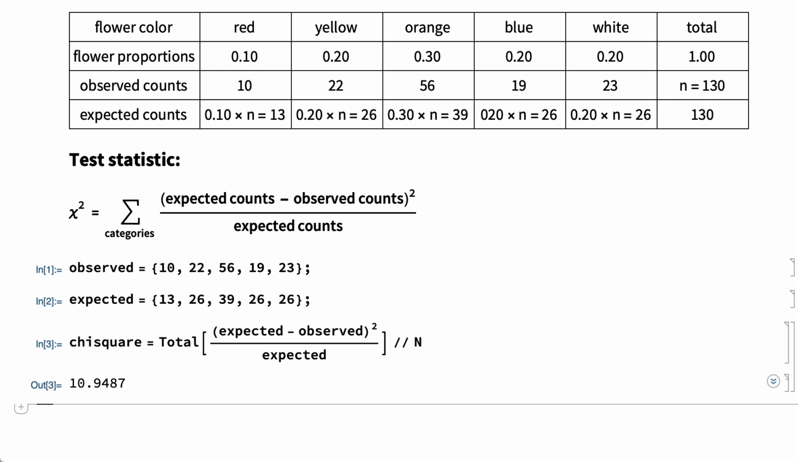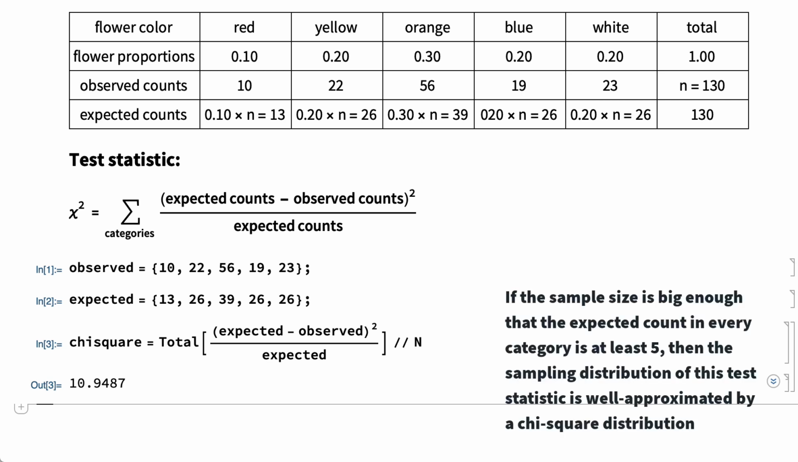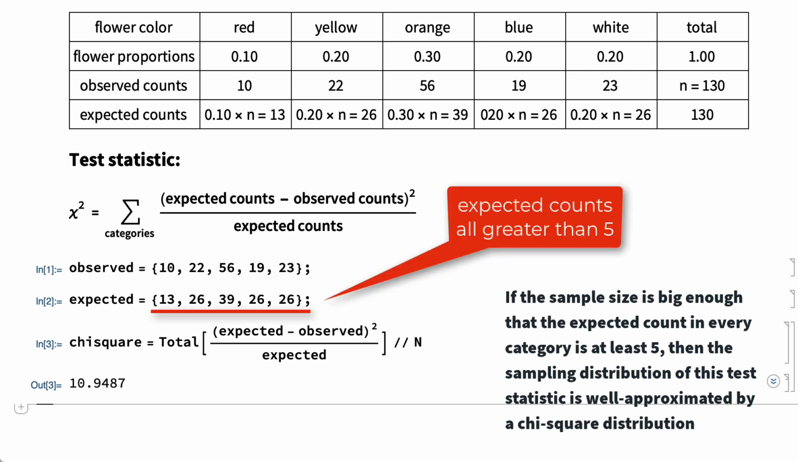If the sample size is big enough, the distribution of this test statistic is well approximated by a chi-square distribution. The sample size is generally considered big enough for this approximation if the expected count in each category is 5 or larger, and that condition is satisfied in this example.